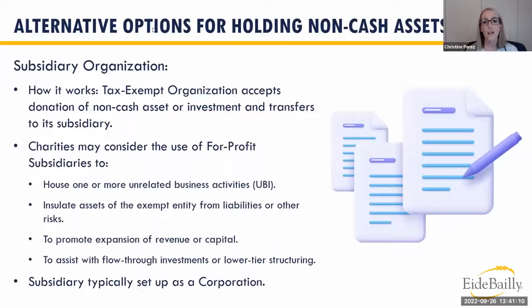Another organizational structure that can be considered is the use of a subsidiary organization. We'll see this a lot of times when an organization might really want to accept an asset, but holding that asset themselves maybe poses some risk. A good example is if you want to house one or more unrelated business activities that generate UBI, it's going to cause issues. The consideration of setting up a for-profit subsidiary as a corporate entity to hold that asset is a way that could potentially allow you to accept a non-cash or risky asset that you wouldn't otherwise hold in your primary portfolio.